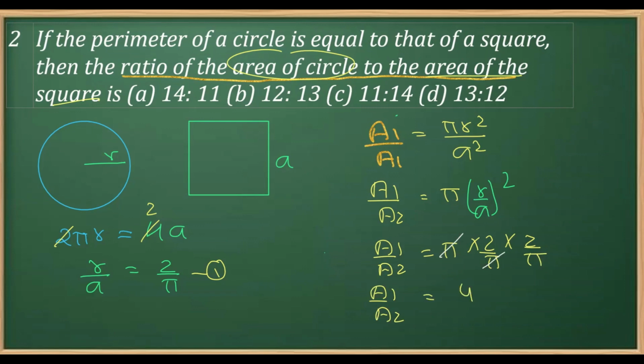But we can see the answer is not in pi, so I'll replace pi with 22 over 7. Dividing by a number is the same as multiplying with the reciprocal, so instead of dividing by 22 upon 7, I'll multiply by 7 over 22. This can further be cancelled by 2, so 7 into 2 is 14 over 11. The required answer should be 14 is to 11. We have an option 14 is to 11, that is option A, which is correct in this case.